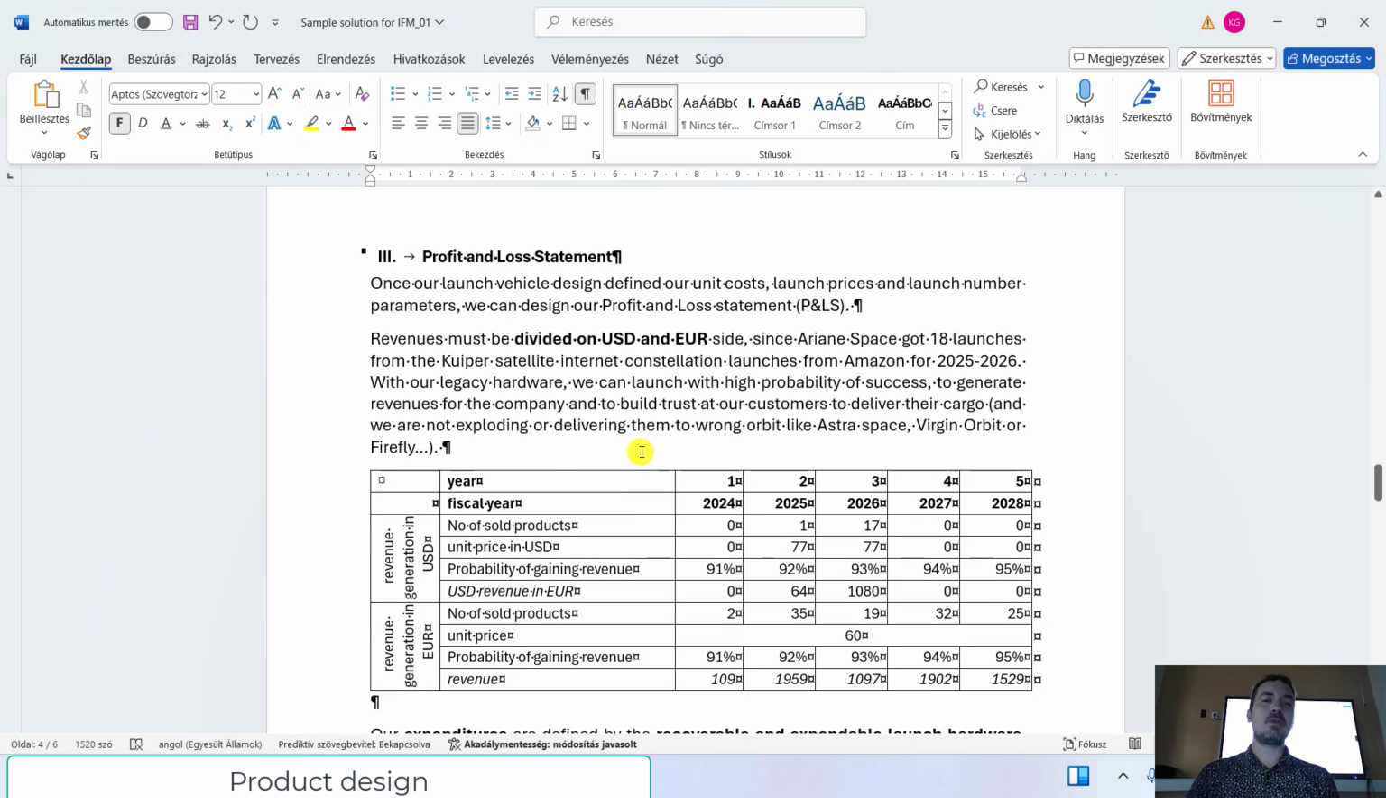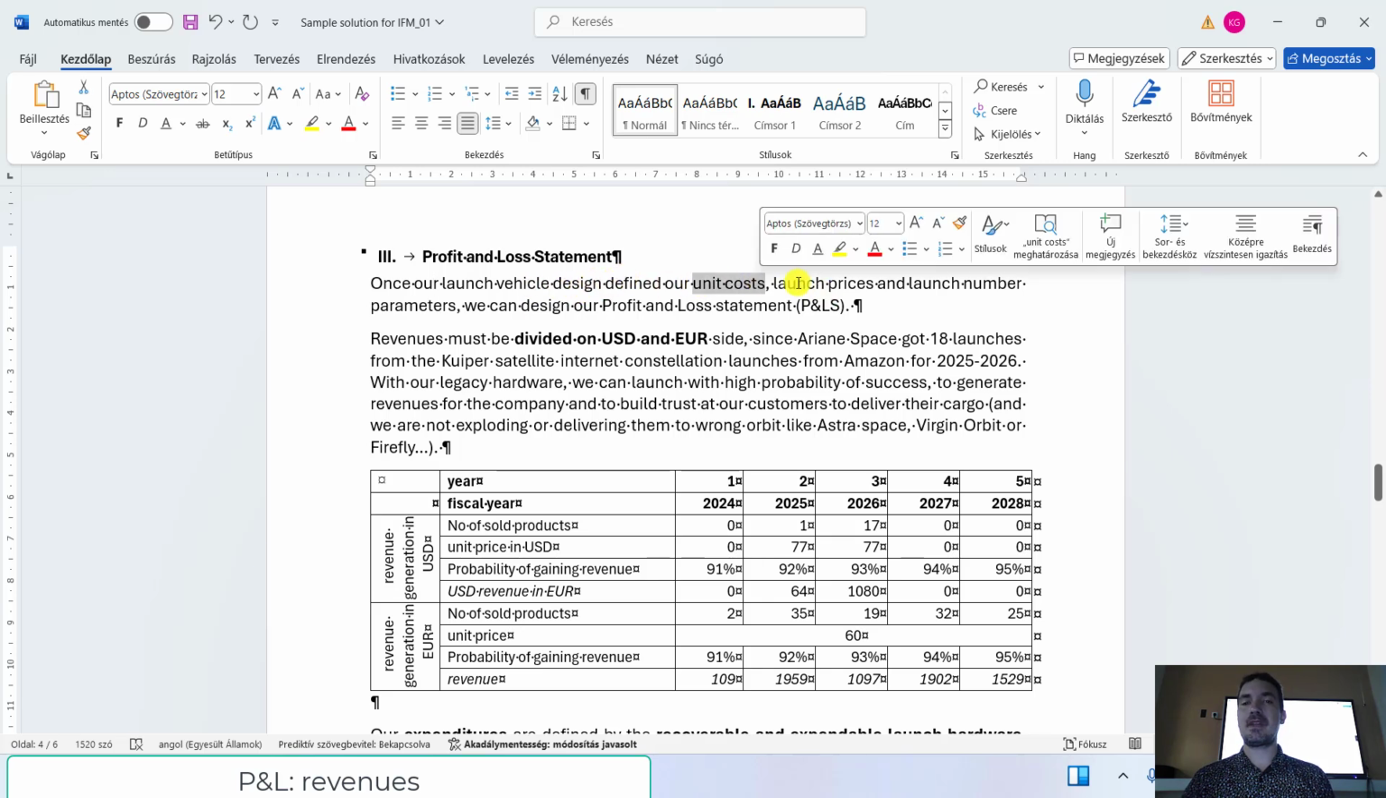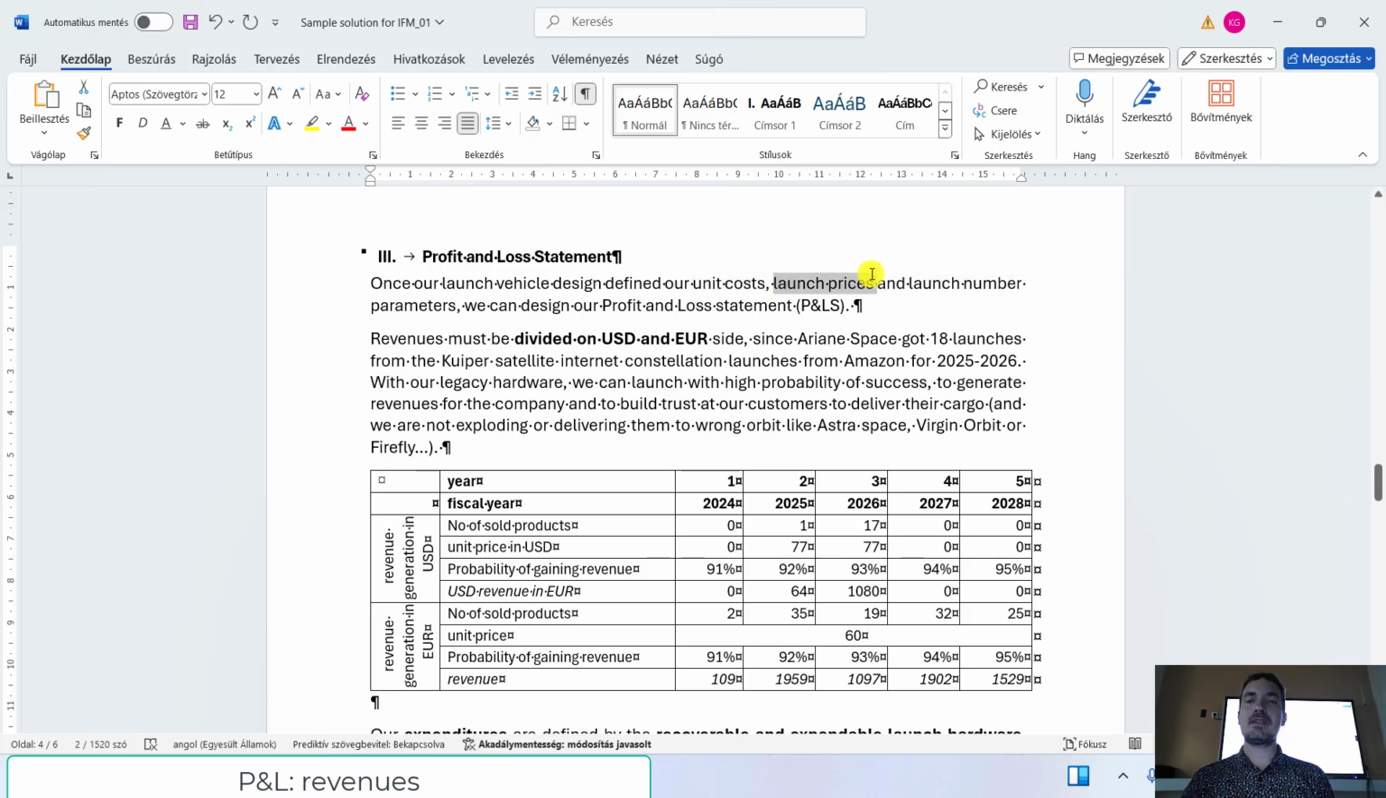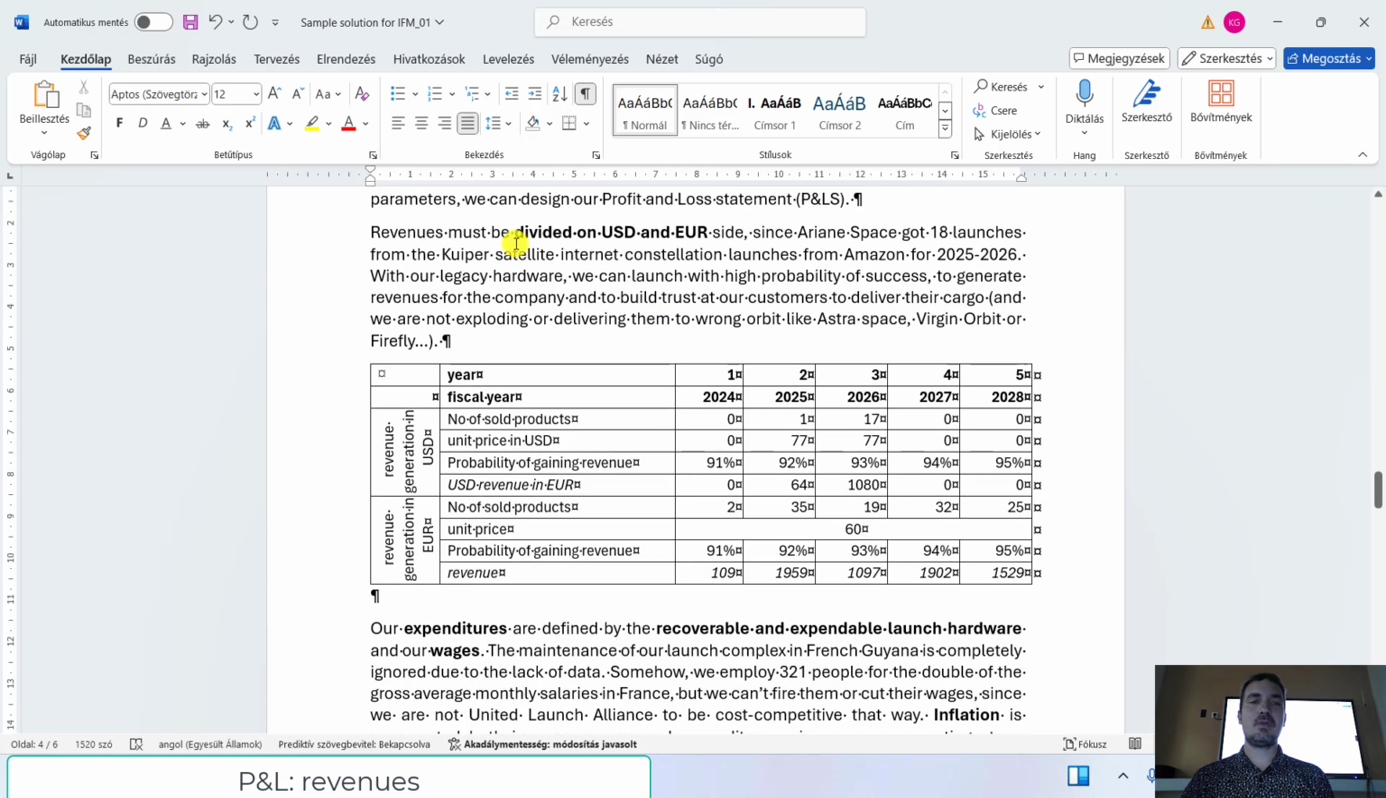Okay, then we have to talk about our profitability because we are economists. So, the profit and loss statement. Once our launch vehicle is defined, with our unit costs, launch prices, and launch numbers, then we can focus on our profit and loss statement. So revenues must be divided between US dollar and euro, since, yeah, that's also new information.